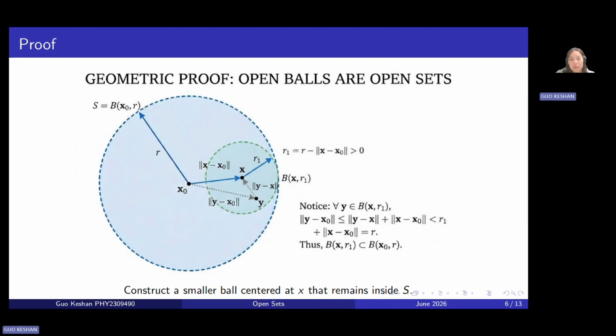So before presenting the proof, let's first look at this geometric illustration. The picture provides the geometric intuition behind the proof. Instead of trying to prove the statement immediately, we first ask ourselves how large the smaller ball should be. Since the point x is already inside the original ball, there is some remaining distance to the boundary. We simply use this remaining distance as a new radius. The key idea is that this smaller ball centered at x stays completely inside the original ball.